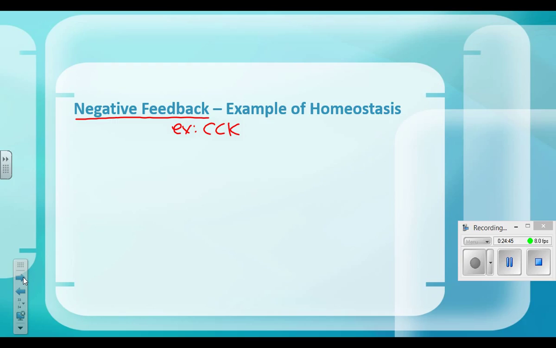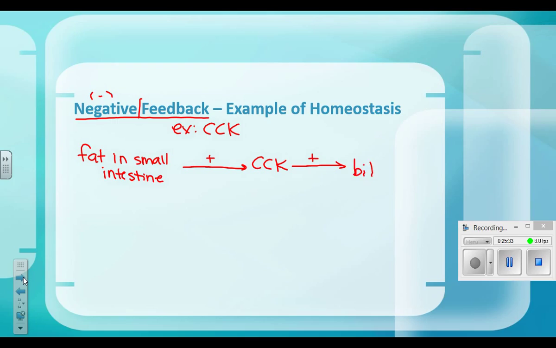Now, the idea of negative feedback has two parts, the negative part and the feedback part. The idea is that substances will go back to the beginning and turn off the stimulus that was making that substance be produced. So, if we take CCK, for example, what was the stimulus? The stimulus was fat in the small intestine. That stimulates the production of CCK. CCK stimulates the release of bile.